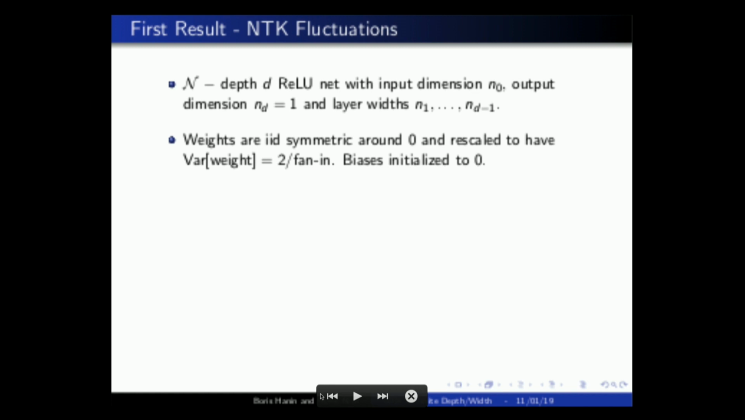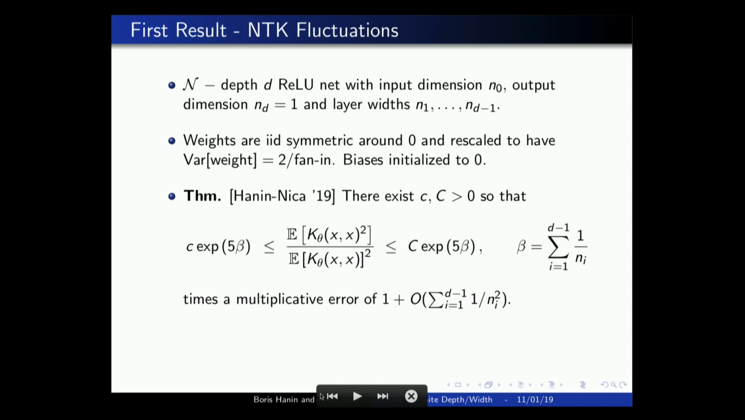OK, so I'm going to do this at initialization first because, well, that's how the NTK story begins. You get some frozen kernel at initialization. That was point one in the Jacot et al. theorem. So my weights are initialized the usual way. They're symmetric around 0, and they're scaled to have 2 over fan-in variance. And then I set the biases to 0 at initialization, but I keep them in the list of trainable parameters. OK, so I take this to be kind of a simple but, you know, not too crazy model. And the theorem is then the following.